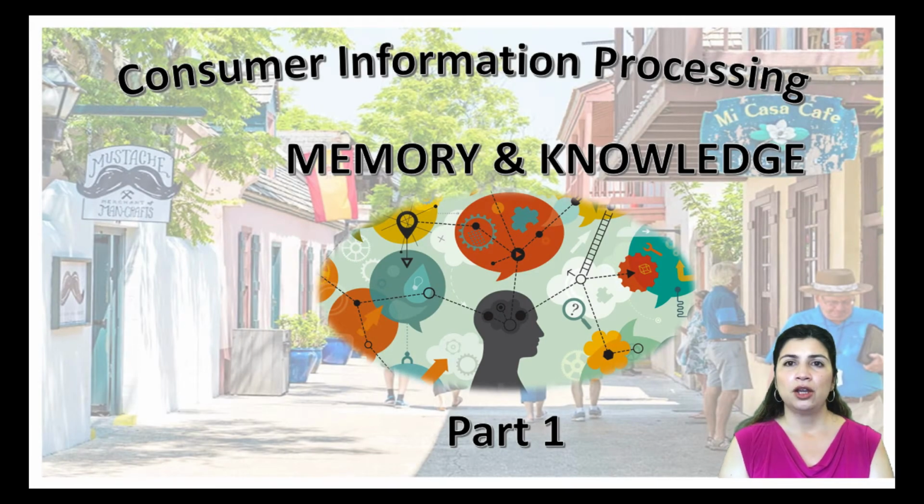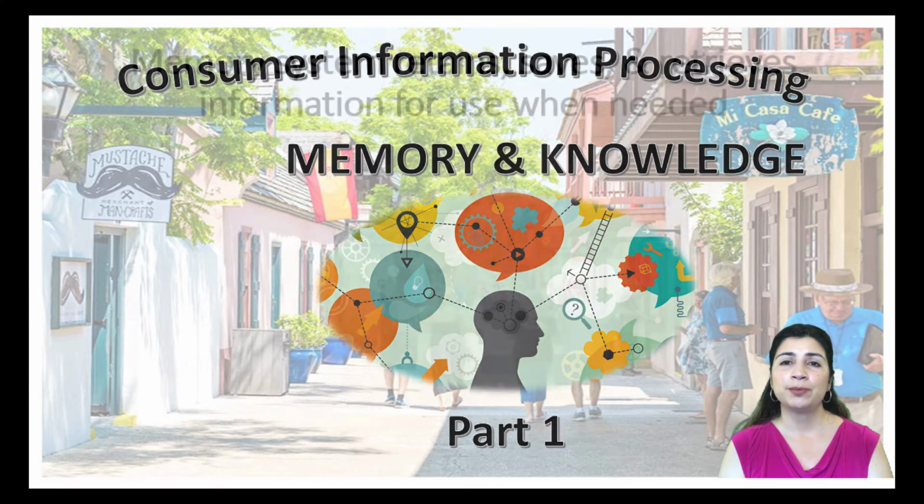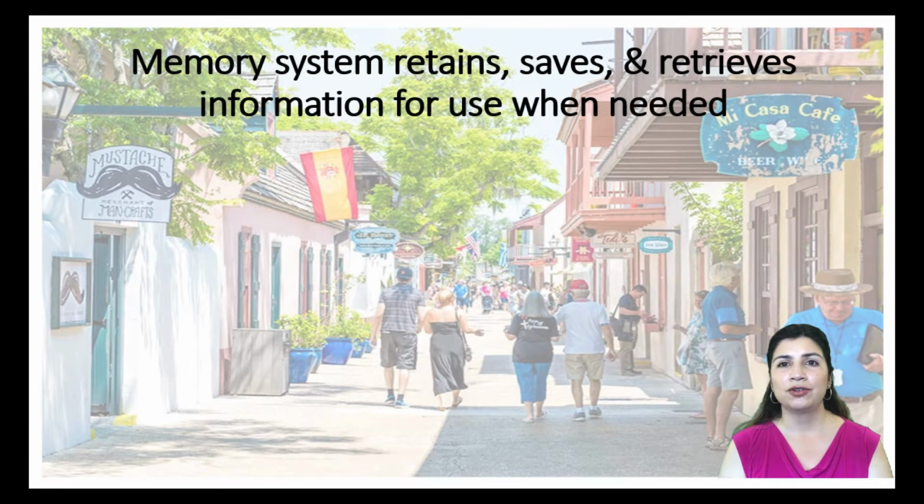Memory. Once consumers attend to and comprehend information about products and services and form perceptions about them, what happens to that information? Information must be retained, saved, or remembered for a potentially long period of time in order to be used when the purchase situation arises. This is the role of the memory system.